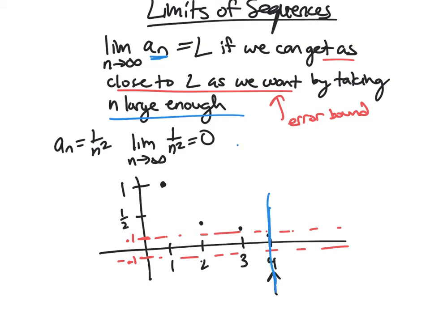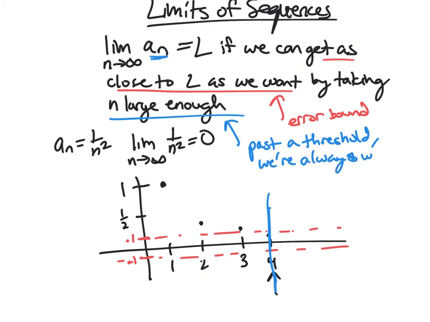So what do I mean by "large enough"? Basically, past a certain threshold, we're always within our error bound, right? In this case, our error bound is 0.1. Once we hit n equals 4, the fourth term, we're going to be within 0.1 of 0, and it's going to remain that way, right? Because this is just constantly decreasing and going towards 0.